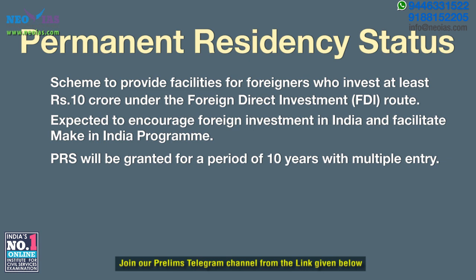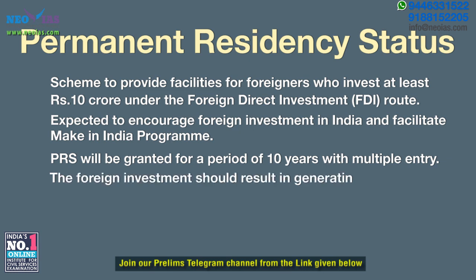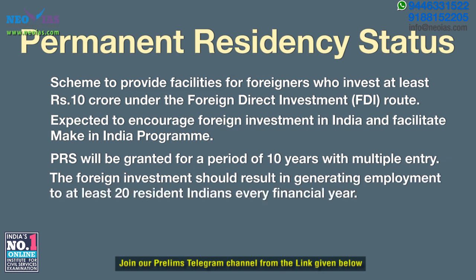Also, the scheme will be applicable only to foreign investors fulfilling the prescribed eligibility conditions. There are 3 such required conditions. So, what are those 3 conditions? In order to avail the scheme, the foreign investor will have to invest a minimum of rupees 10 crores, and that should be done within 18 months, or rupees 25 crores, which should be done within 36 months. And in addition to that, the foreign investment should result in generating employment for at least 20 resident Indians, and that too every financial year.